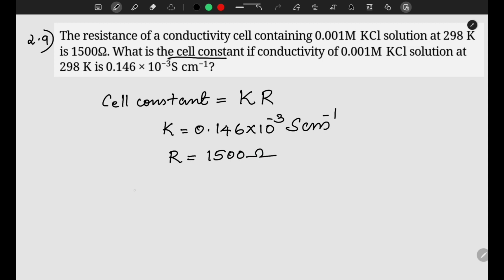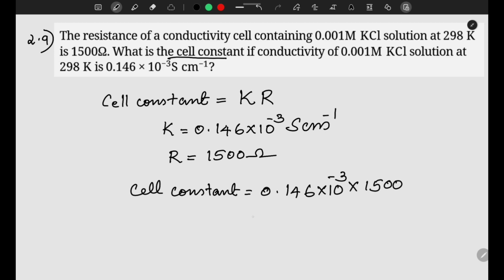So cell constant is equal to 0.146 into 10 raised to minus 3 into 1500. When we simplify, we will get 0.219 centimeter inverse.